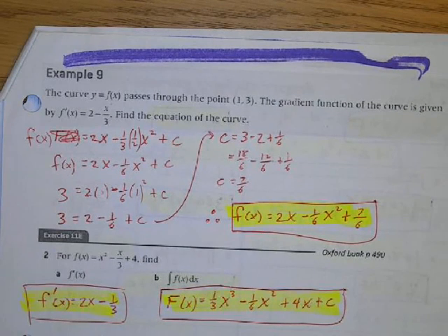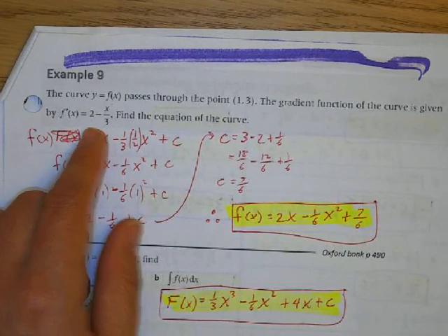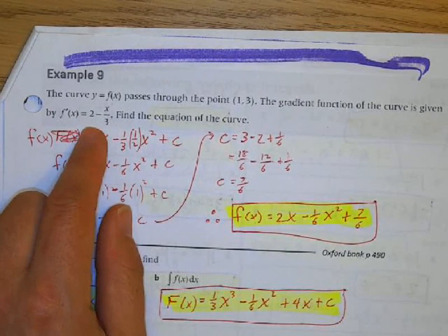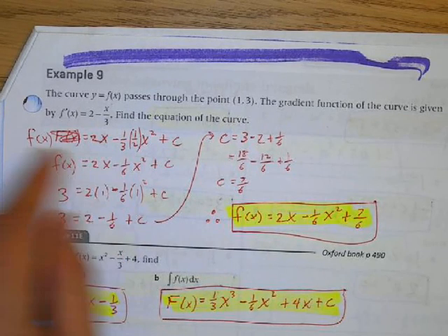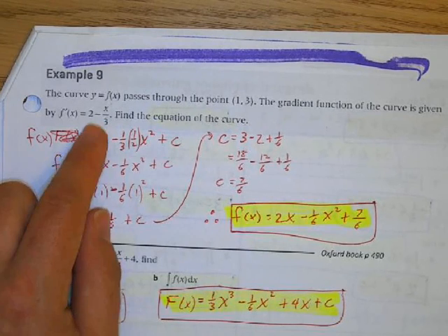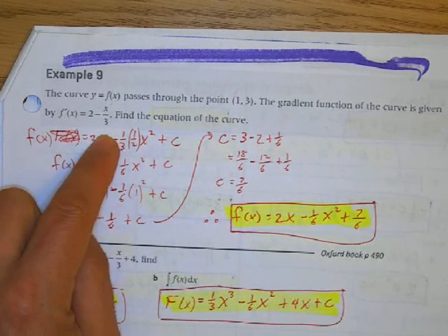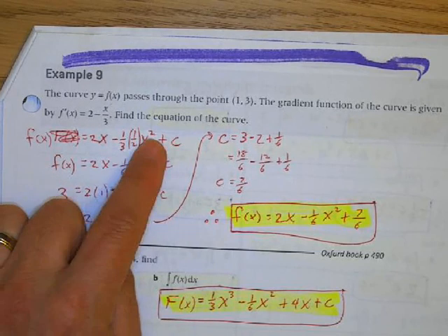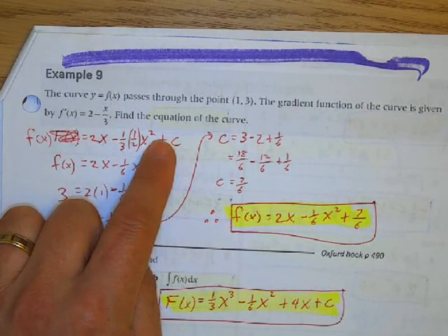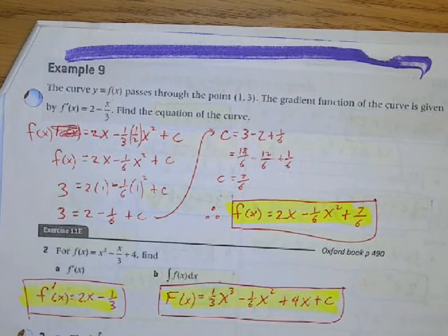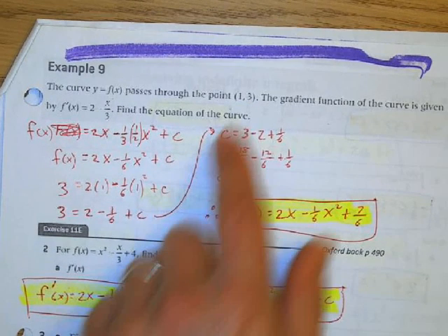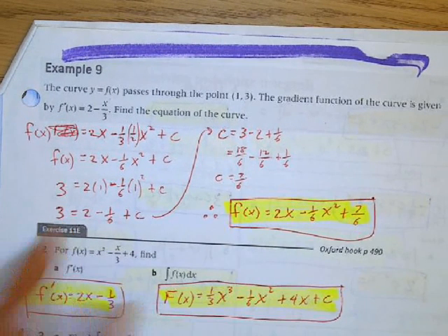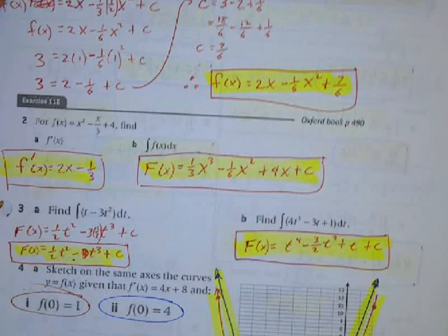Okay. So here's my derivative function: 2 minus x over 3, right? If I'm going to take the antiderivative, I'll get the original function. So the antiderivative of 2 is 2x. The antiderivative of x over 3: the x power increases, and we multiply by a half, right? And then to find the c value, we plug in 1 for x and 3 for y, and then we get our c value. Okay.